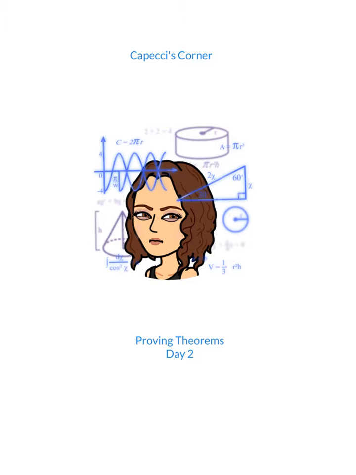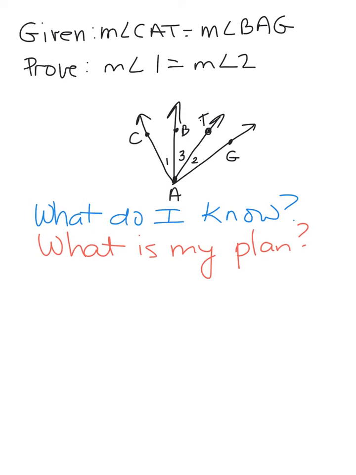Today we're proving theorems, and this is day 2 of 3. In our first proof, it says given the measure of angle CAT is equal to the measure of angle BAG, and we're trying to prove that the measure of angle 1 is equal to the measure of angle 2.